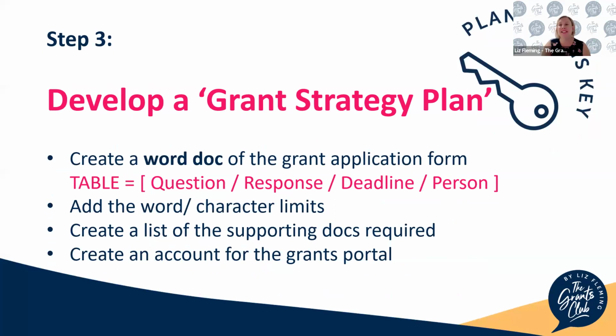Step 3, now this is the extra step that I've added in to my process, which I was doing anyway, but I think over the last few years, I've really realized that this is key. If we don't have this, what I'm calling a grant strategy plan, which is a Word document of the grant application form, where we'd create a table, list all the questions, space for your response, put the deadline and allocation of who's going to do what or where you're going to get that information from.